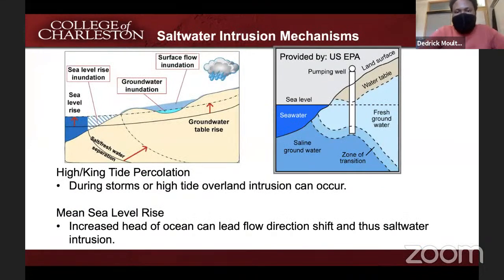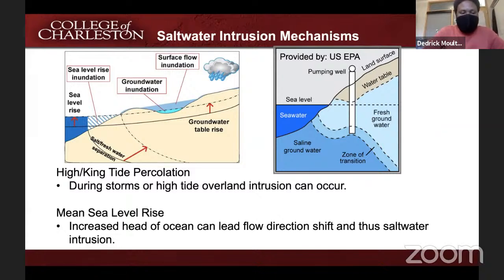So first I wanted to outline kind of how saltwater intrusion mechanisms can occur. So there are 2 main ways that we looked at for the study, which is high or king tide percolation. So this occurs during storms where you start to see high levels of tide running over land and percolating downward into the system, creating vertical saltwater intrusion that way.